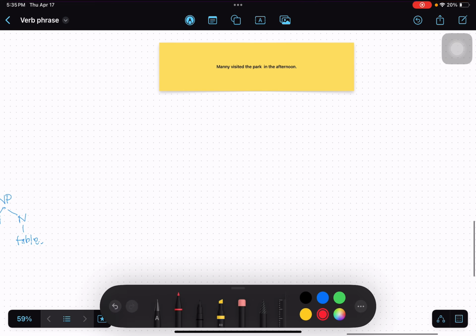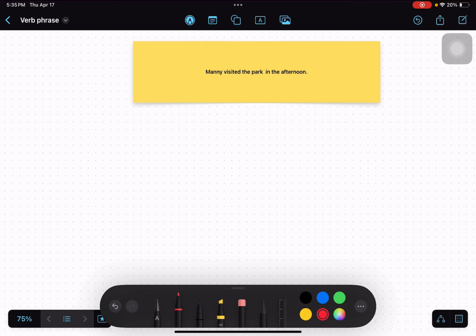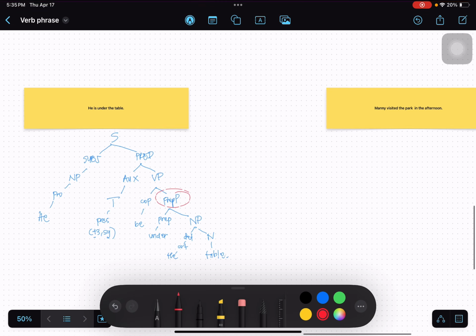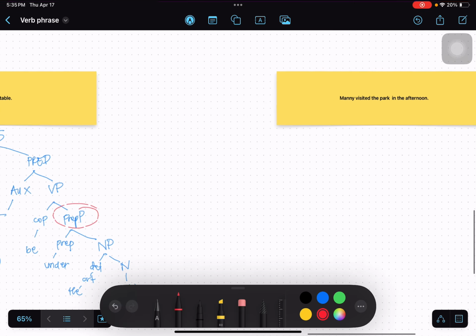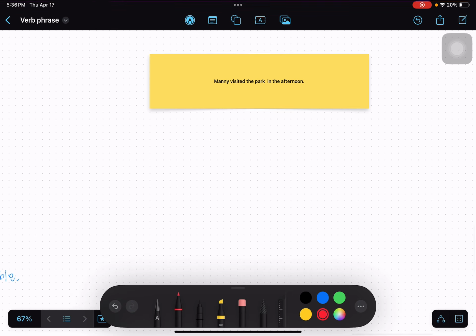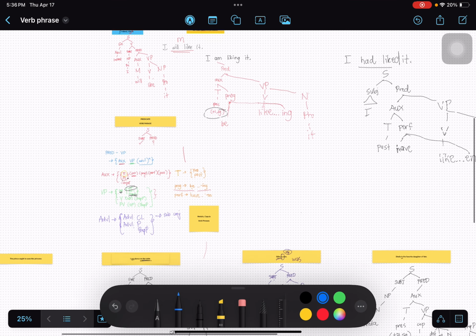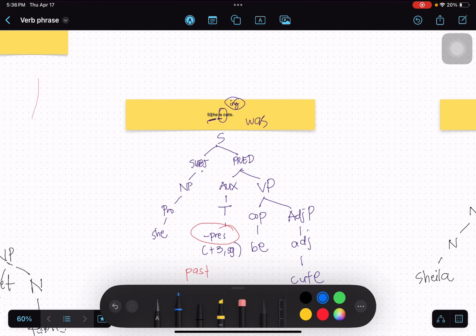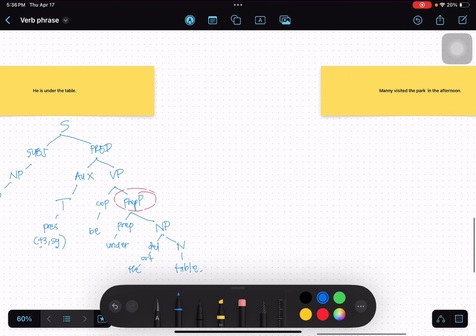Then, another one. "Manny visited the park in the afternoon." So, it's somewhat the same as this one. But this time, we don't have any copula verb. So, how will we do this one? Here, look at our formula. Of course, it has a tense, past tense. Then, is it a copula? No. Is it a verb phrase? Yes. So, that's what we're going to use.